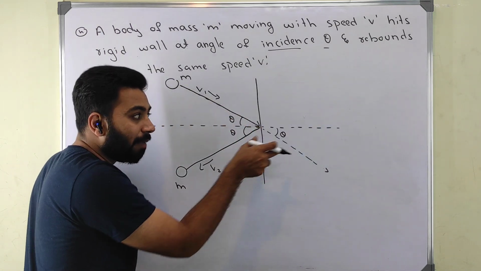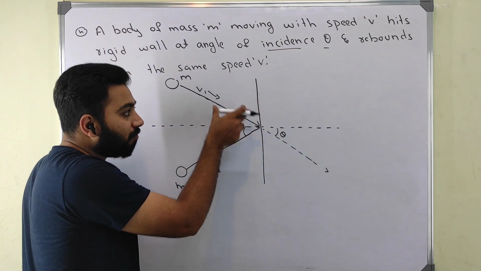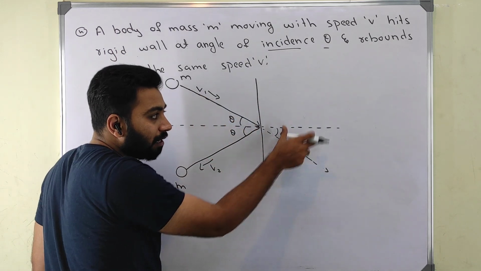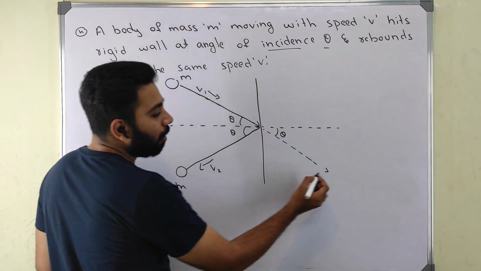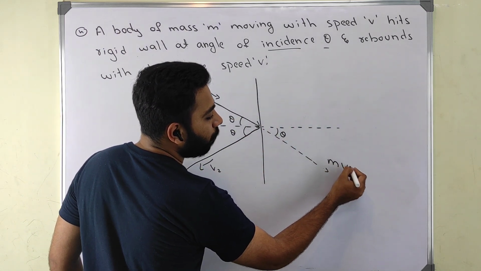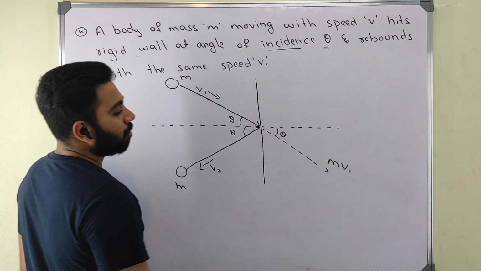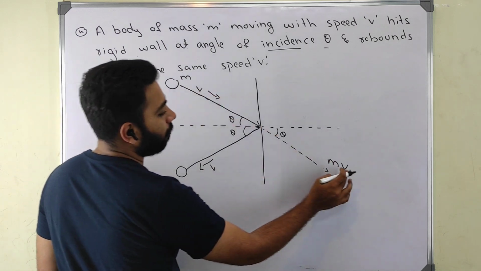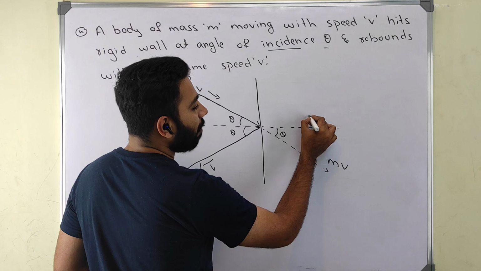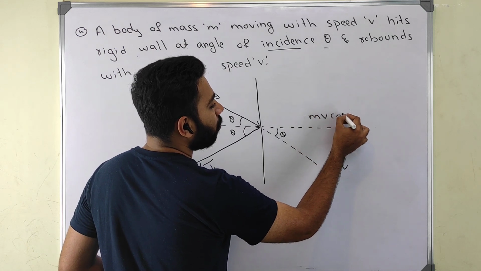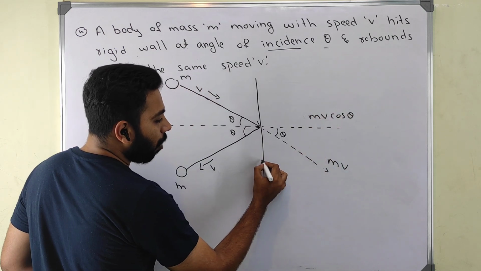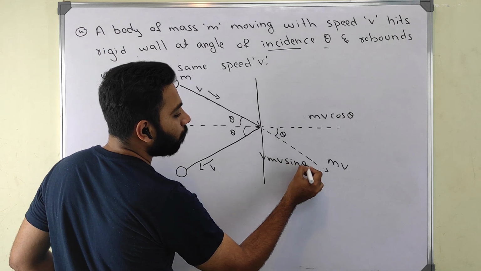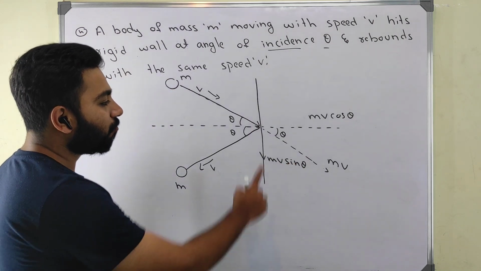So what should we get? We should get the x-axis as positive. If I break here, my x-axis will come negative. If I break here, my x-axis will come positive. So here I have mass into velocity 1. Taking the velocity the same, I get mv cos theta here, and downside I get mv sin theta. Okay, now the first part is over.